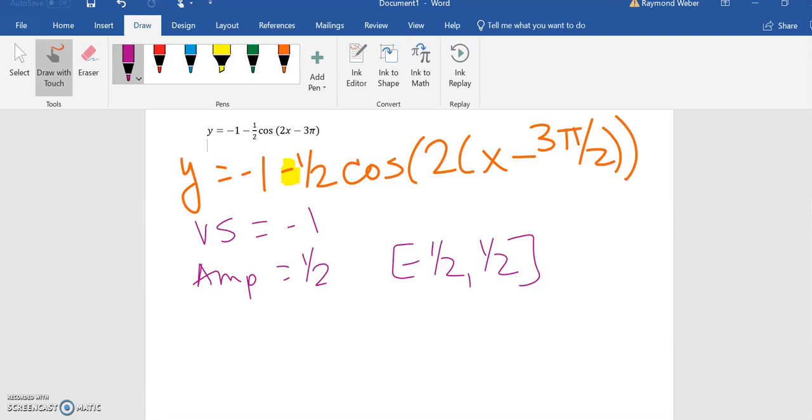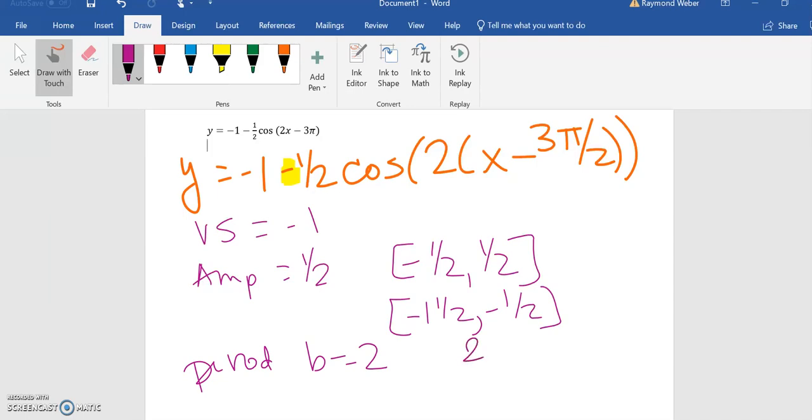Anyways, so this would be the original amplitude before the adjustment, but of course it's going to be adjusted. So this is actually going to go from -1 1/2 to -1/2 because I went down. Each of these dropped by 1. But anyways, that's my amplitude. My period, my b, is 2, which means my period is 2 pi divided by 2, or pi.